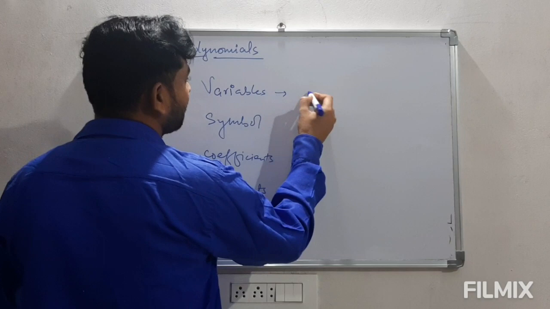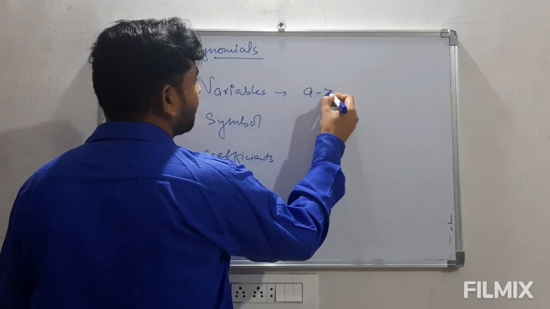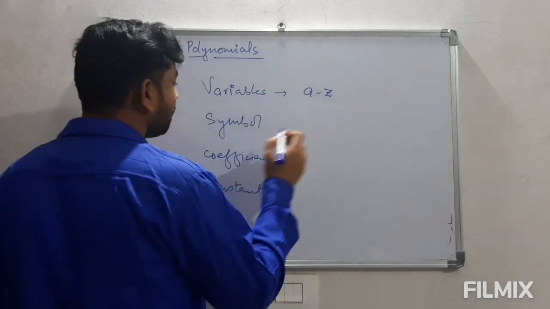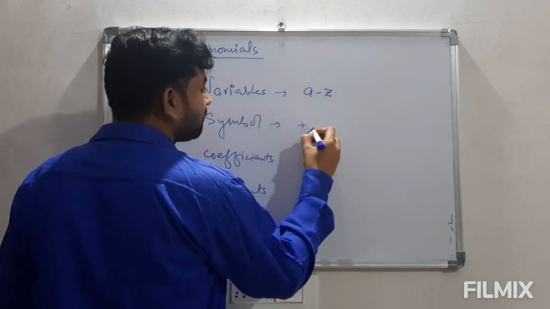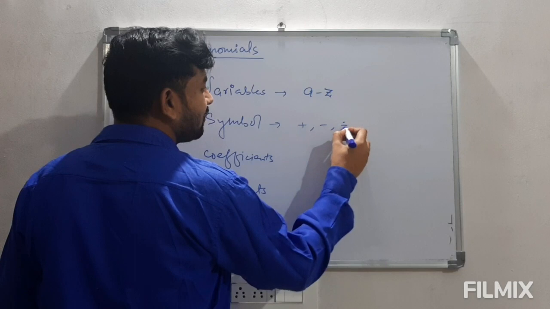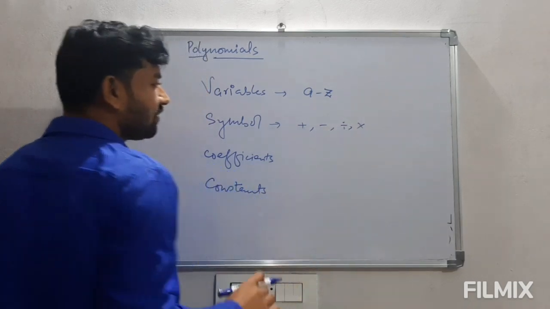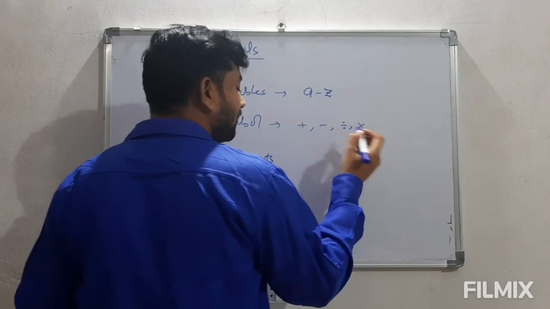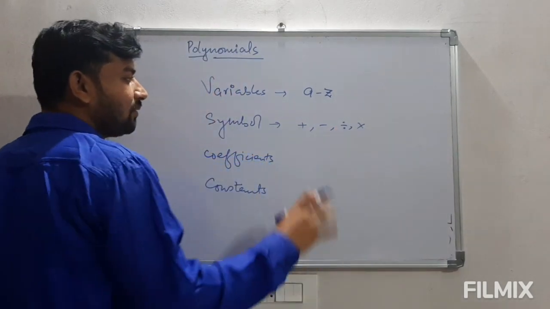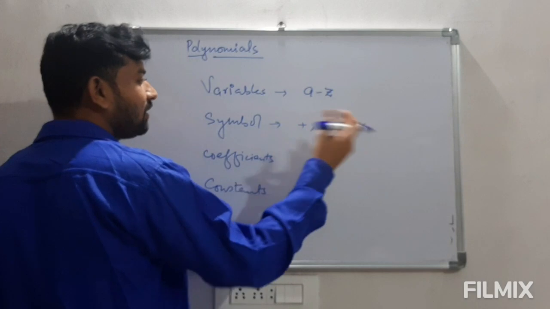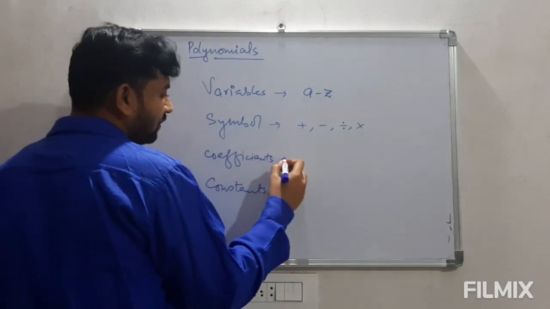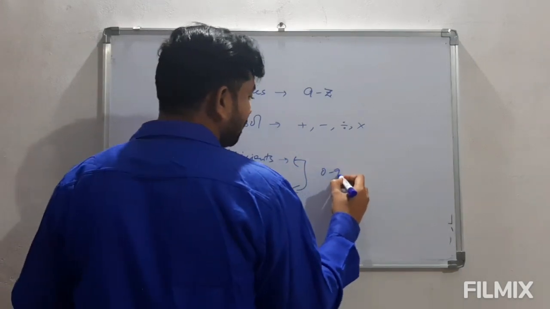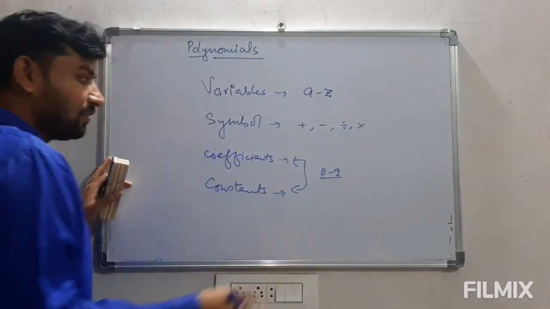Here variables are English letters, small letters a to z, in combination. Symbols are nothing but plus, minus, divide, multiplication. Means if division is there, it will be in an upon sign, in a fractional or rational number form. Then we have multiplication of terms. Coefficients and constants are actually numbers, which are generally 0 to 9 and combinations of that.